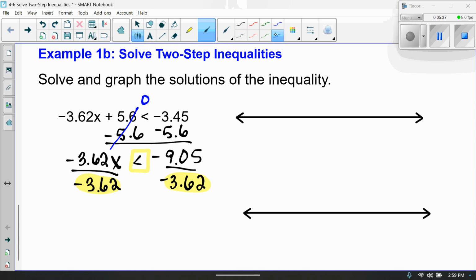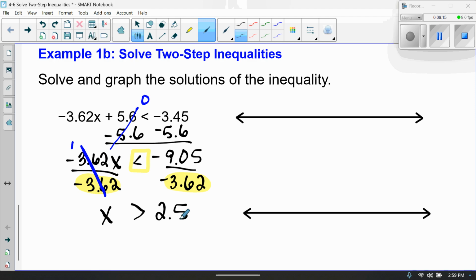So that's a number divided by itself. That simplifies to 1. So we're left with x. Now we're going to flip the inequality symbol because we divided by a negative number. So now this is going to be greater than. And 9.05 divided by 3.62 is equal to 2.5. And a negative divided by a negative, Mason, is positive. So that's going to be a positive 2.5. Is everybody clear? All right.